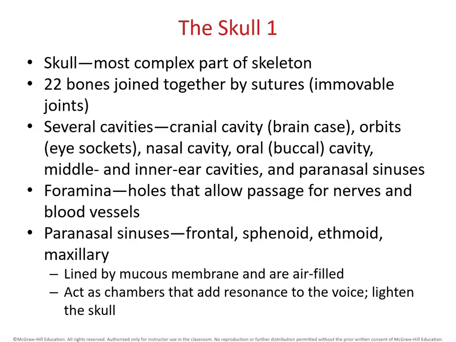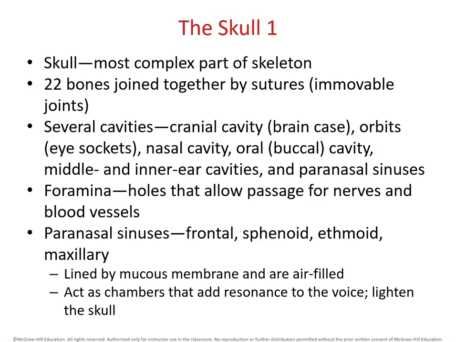Arguably, the skull is the most complicated part of the skeleton. On its own, it has 22 bones that are held together by sutures. And when I say suture, what I'm talking about is a joint between two bones that is fused together in such a way that the joint no longer moves.